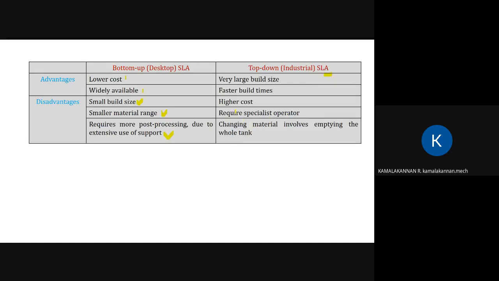Requires a specialist operator. Both require a specialist operator, nothing special in that. Changing material means emptying the whole tank. That is an important negative here, since from top to bottom, depending upon the whole size of the material, you need to fill the tank. But in bottom-up, only the required material can be filled, and it can be moved from bottom to top. But for the top-down, you need to fill depending upon the size of the product you are going to make. That is why the material involved is more, and compared to that, you need to empty the tank while changing the material. Okay.